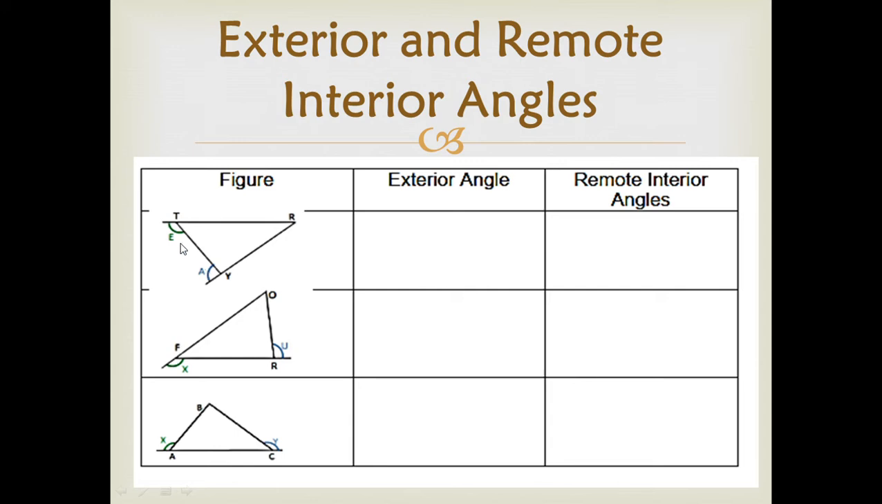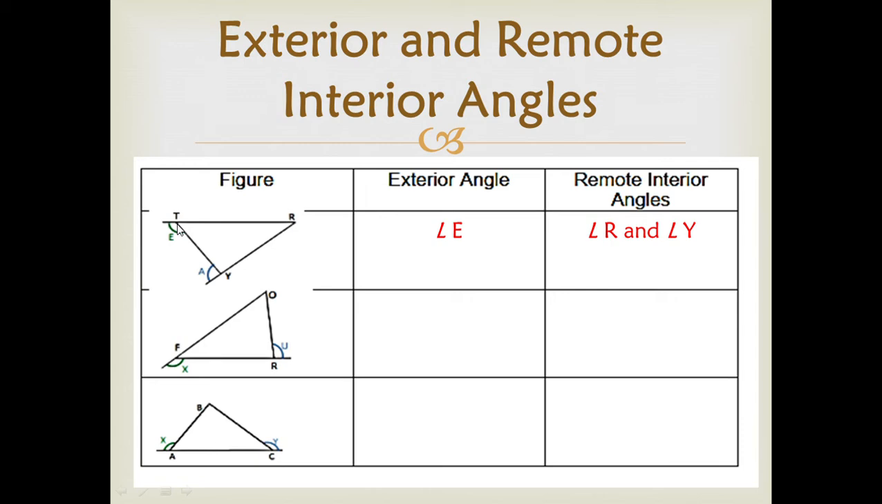So let's start with angle E. With respect to angle E as your exterior angle, ang tinatawag naman na remote interior angles ay yung angles ng original triangle which are TRY na hindi kadikit ng angle E. So since angle E, ang kadikit niya ay si angle T, ang hindi niya kadikit ay sina R and Y. So yun po yung remote interior angles with respect to angle E as your exterior.